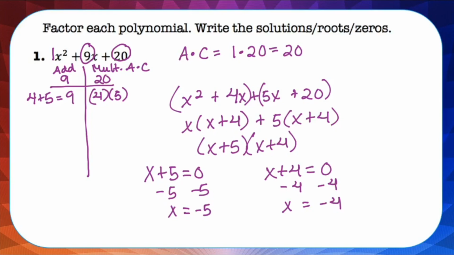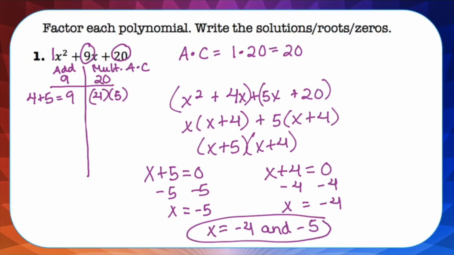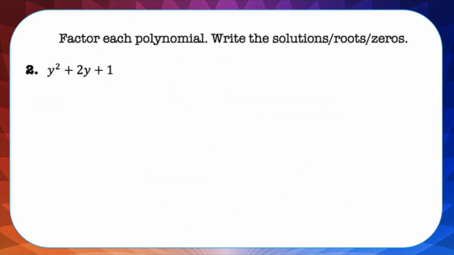So you're going to write your solution like this: x equals negative 4 and negative 5. And that would be the answer to number 1. All right, so for number 2, we have y instead of x. So just be careful when you're writing down your factors after you break them apart that you're putting y instead of x. And so we're going to set up our t-chart.